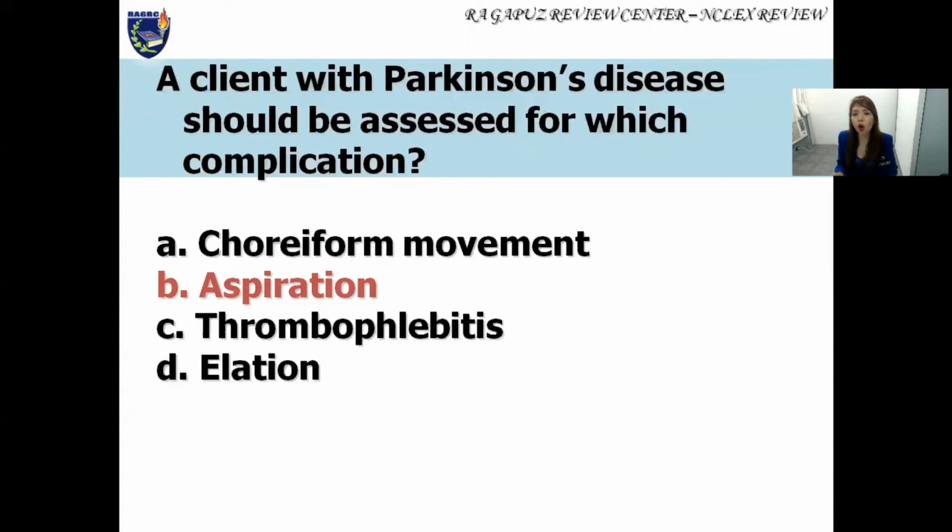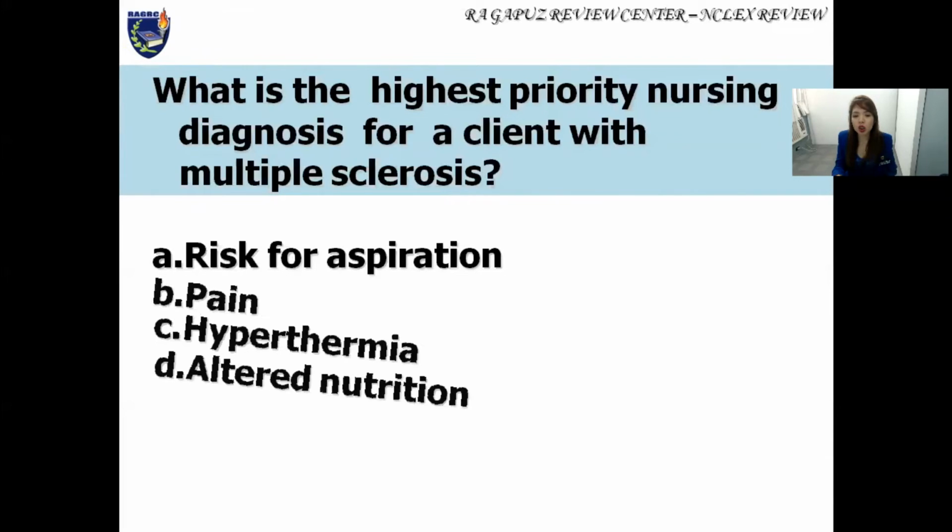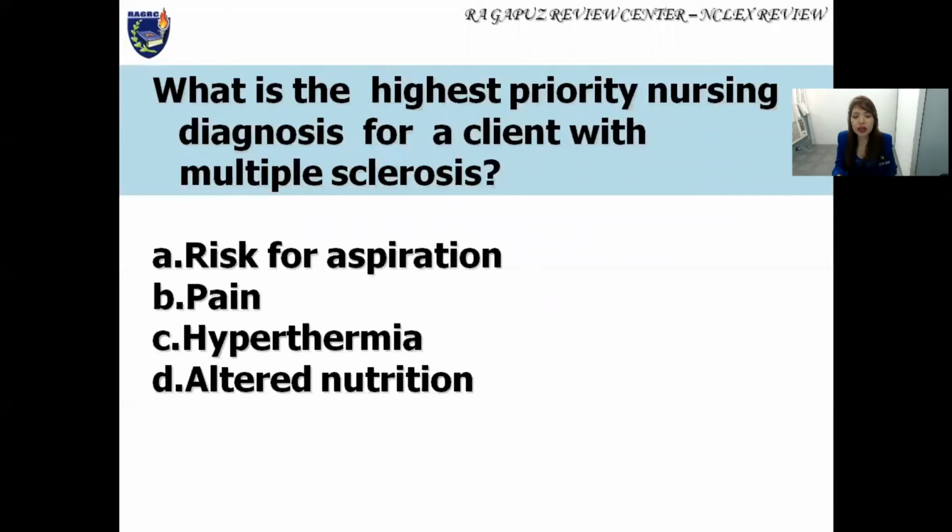Suppose we alter or we rectify or we change the disease. Let's change the Parkinson's disease to client with multiple sclerosis. What is the highest priority nursing diagnosis for client with multiple sclerosis? A, aspiration, B, pain, C, hyperthermia, or D, odor mutation. So all we have to do is to apply our functional concept. So what is your answer? All right, letter A is for aspiration.